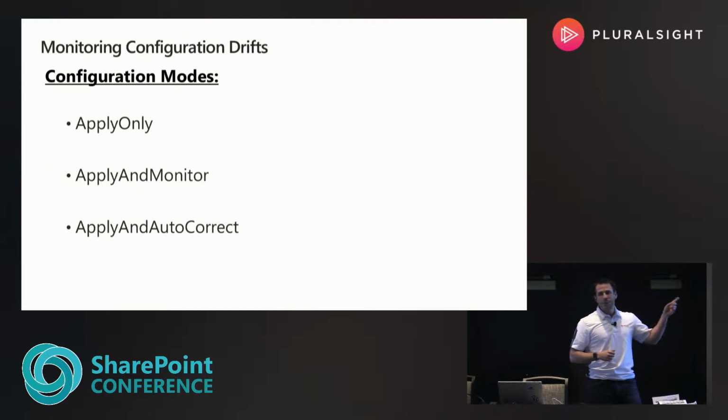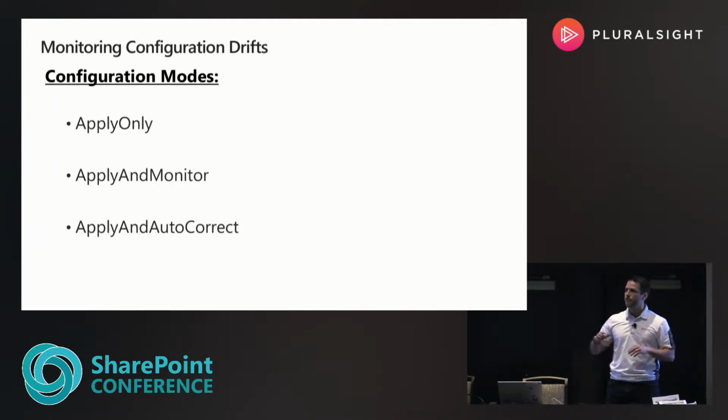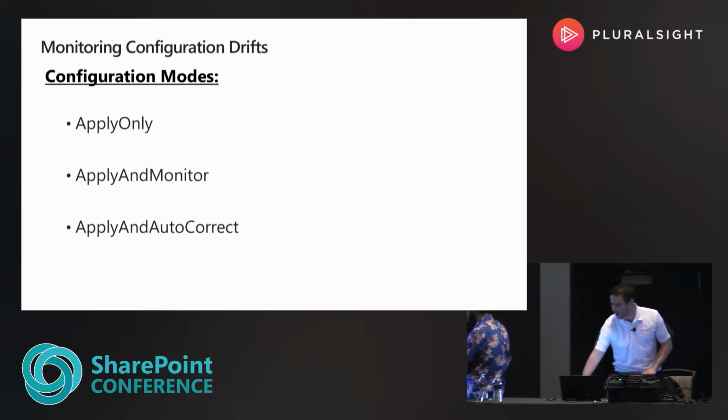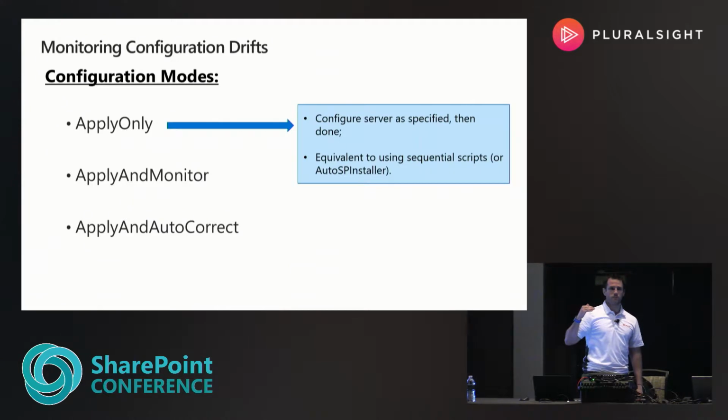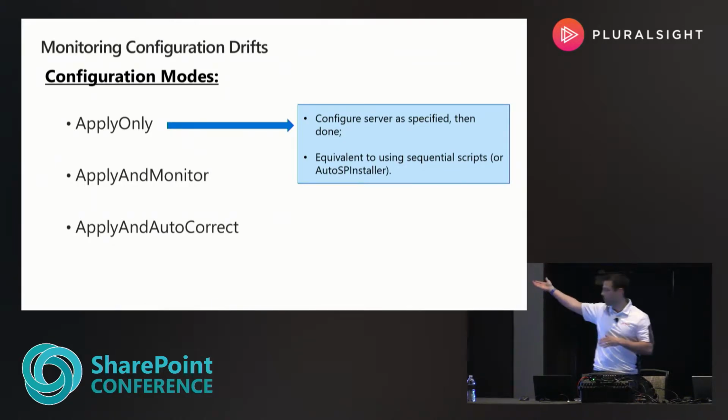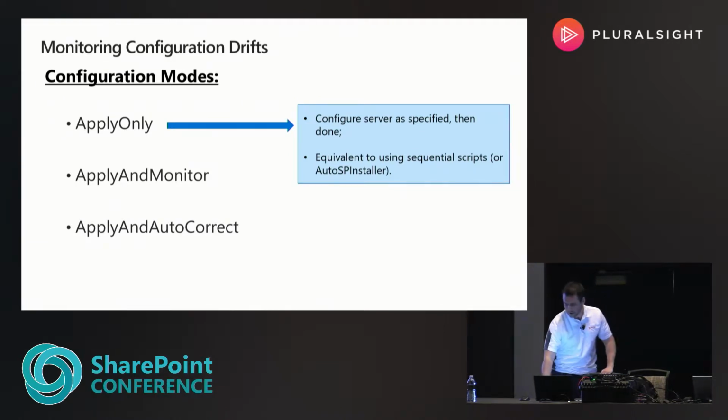Every DSC LCM can be configured 3 ways. The first one is apply only. Apply only would be the equivalent of doing sequential scripts. You define what the configuration should be, you send it over to your LCM agent, it will configure the server, and once it's done, that's it, nothing else will happen. It's almost the equivalent of an AutoSPInstaller in a certain way, right? So it doesn't do that consistency check after the fact.